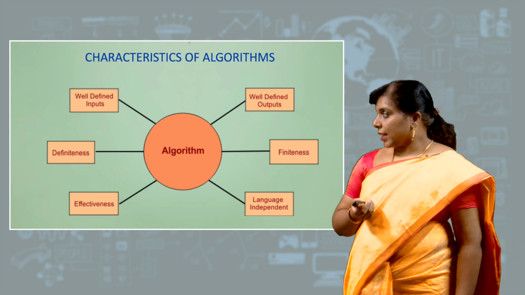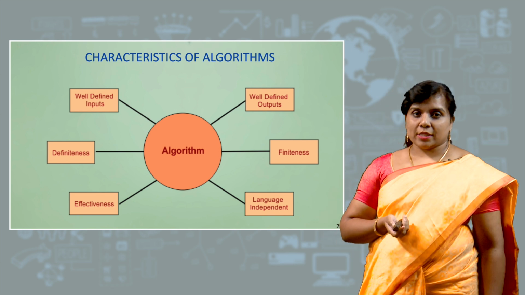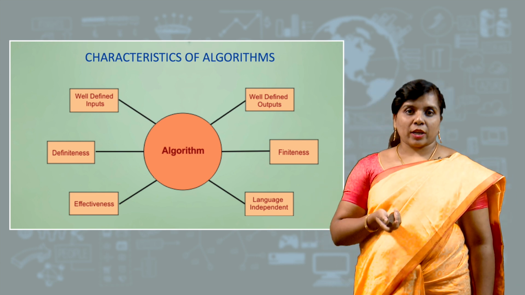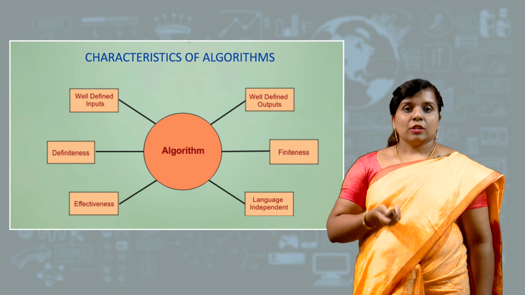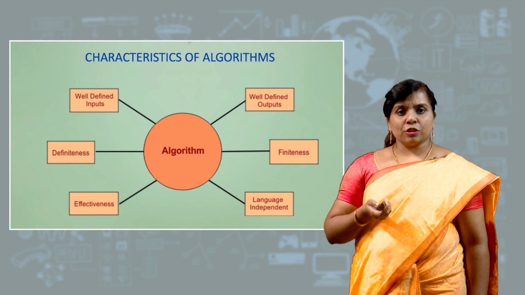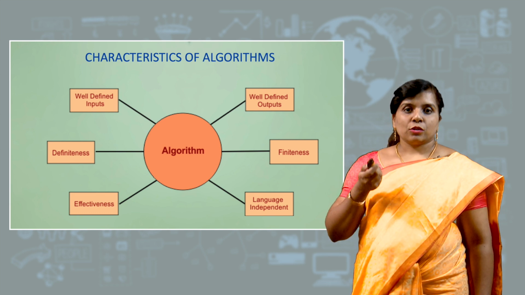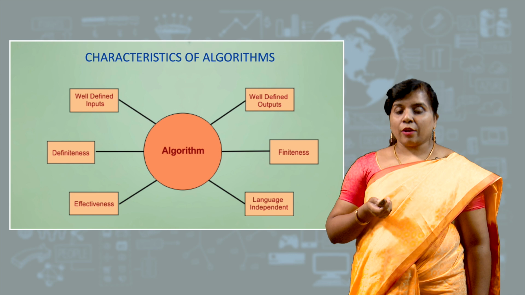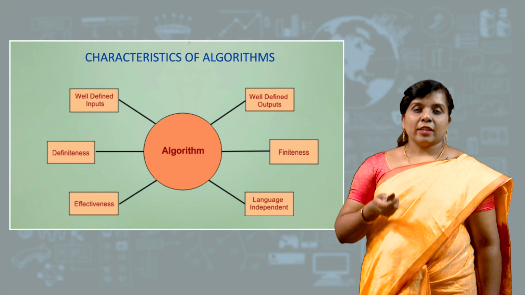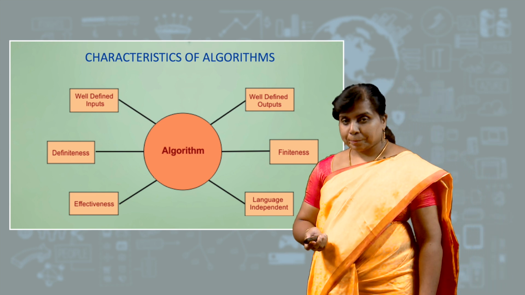And the last characteristic expected out of an algorithm is language independence. We cannot develop an algorithm having some programming language in mind. So, an algorithm should be general in nature and irrespective of the programming languages we have. So, given a problem, it should have well defined input and output, it should be finite, it should be definite, it should be effective, and it should be language independent.